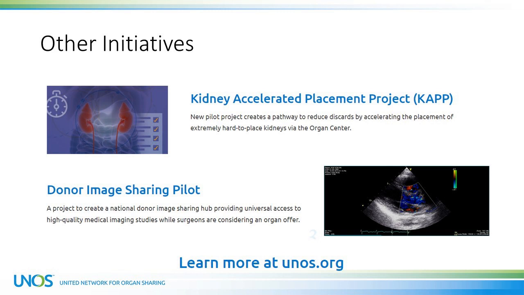Speaking of those puzzle pieces, I just want to call out, here at UNOS, these are just two initiatives that are ongoing, but if you go to unos.org, we actually have a recently published article, I believe, talking about 10 other initiatives that are very akin to these. One example being the Kidney Accelerated Placement Project, which deals with placing very hard-to-place kidneys via the UNOS Organ Center. The other one being the DonorNet Image Sharing Pilot, the goal there being providing a national centralized hub for high-quality medical images, think DICOMs, inside of DonorNet. And so I encourage you to go to unos.org and read more about these initiatives.